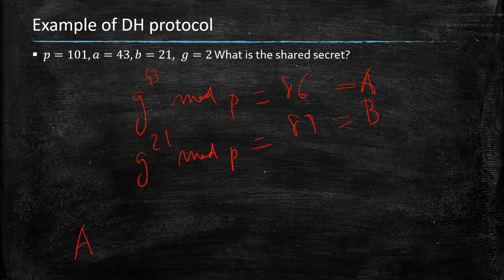Now A to the b mod P, so 86 to the 21 mod P is 8, and B to the a mod P, that is 89 raised to the 43 mod P, and that also is 8, and that is the shared secret between Alice and Bob.